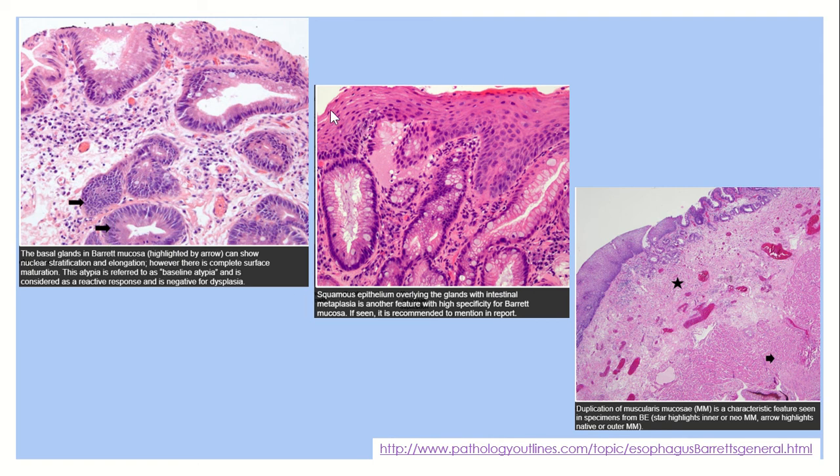Another histologic sign is squamous epithelium overlying the glands with intestinal metaplasia. You see here the squamous epithelium and underlying columnar epithelium, the intestinal epithelium with the goblet cells. Also the duplication of the muscularis mucosae. This is a characteristic feature in Barrett's esophagus. Here the star highlights the inner muscularis mucosae, and the arrow highlights the native or outer muscularis mucosae.